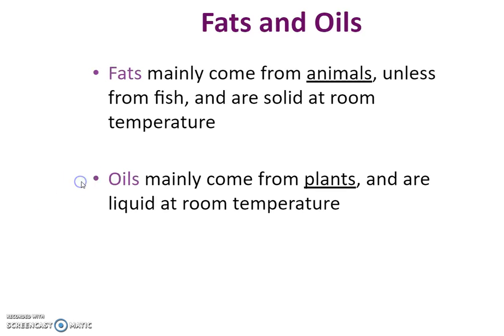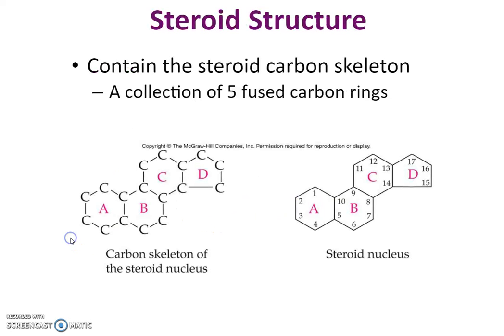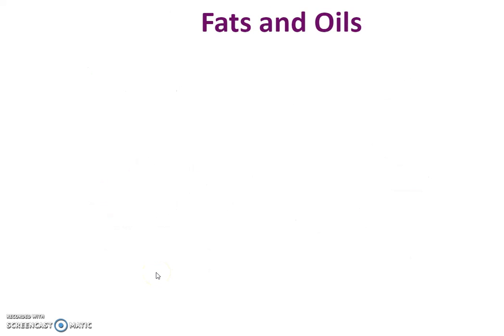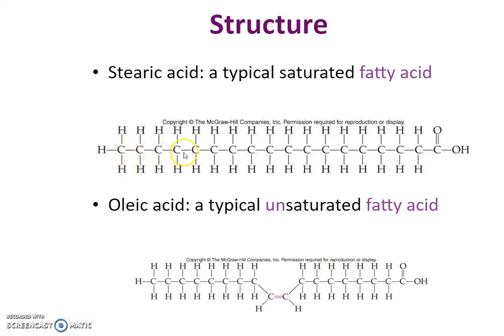So fats and oils. Fats mainly come from animals, unless they're from fish, and they're generally solid at room temperature. These are the ones that aren't so good for you. Oils mainly come from plants and are liquid at room temperature, and they tend to be better for you. So in terms of saturated or unsaturated, which ones are better for you? These are the saturated fats. These are going to be solid at room temperature. These are not as good for you as what these are. Your body has a harder time digesting these, which is why they're healthier for you.